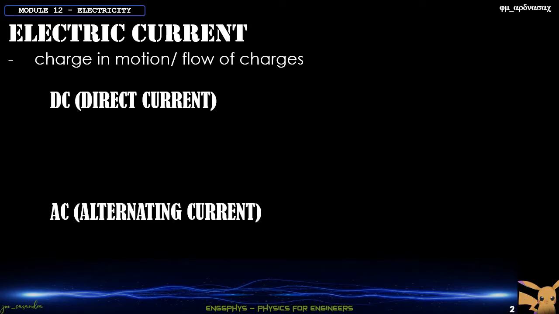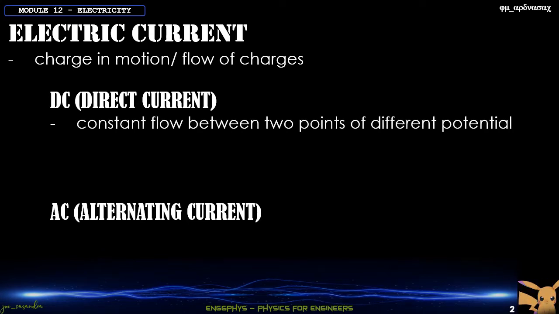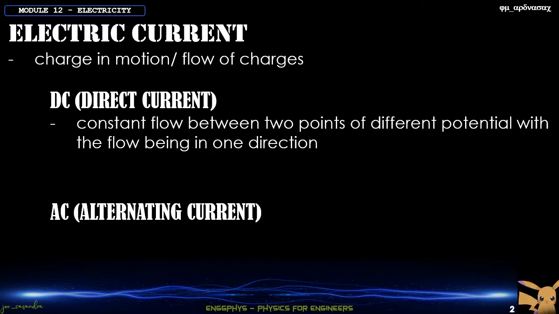So what is the difference between the two, DC and AC? For direct current, from the name itself, direct, it means that the flow of charge is in one direction only, between two points. And for alternating current, the flow of charge can alternate, so it can go in either direction.